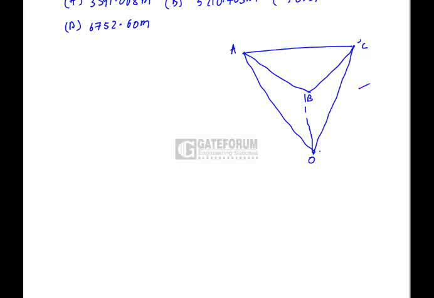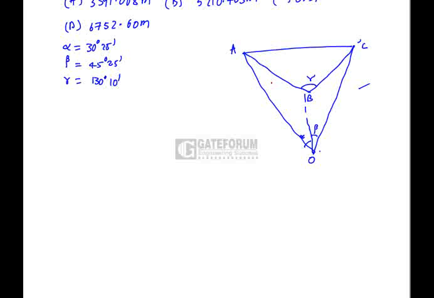Angle AOB we can consider as alpha. Alpha is given as 30 degrees 25 minutes. Angle BOC is beta. Beta is given as 45 degrees 25 minutes. Angle ABC is given as gamma, which is equal to 130 degrees 10 minutes.